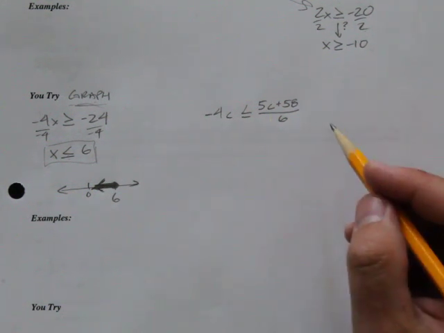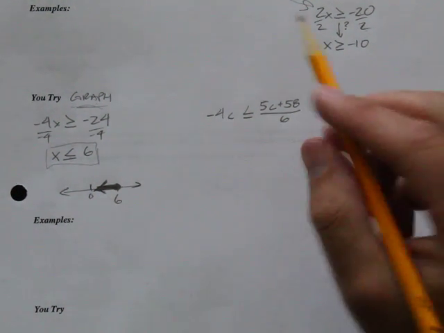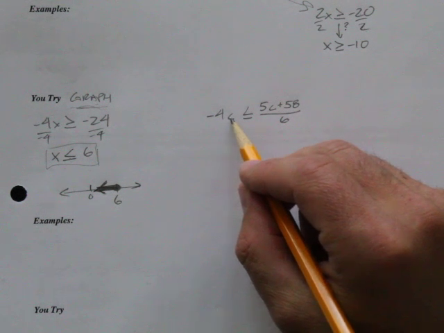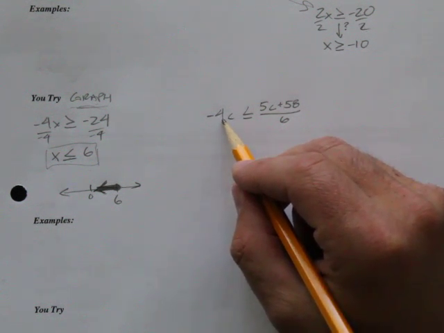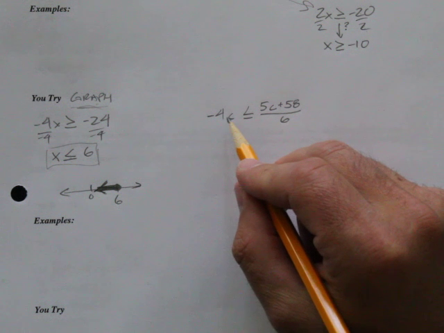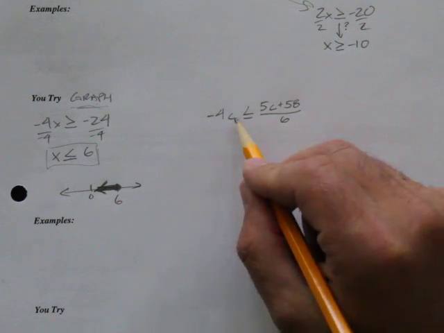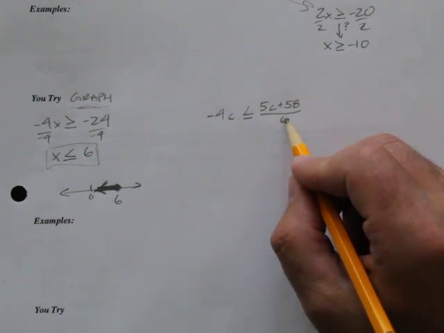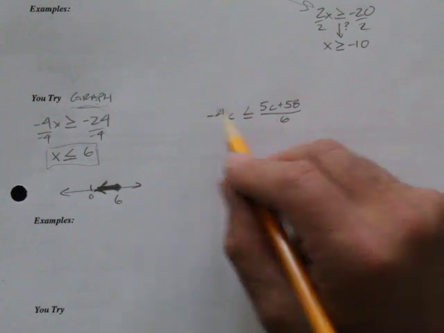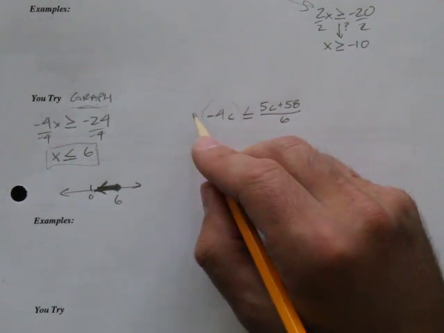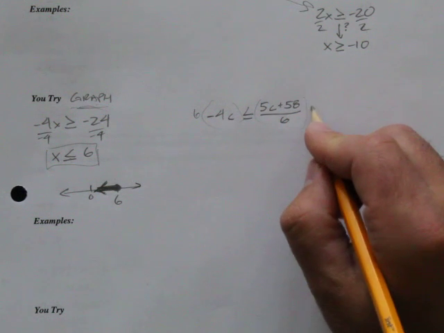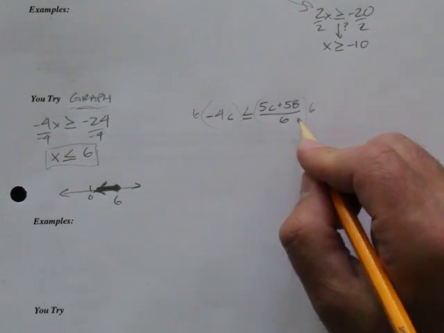Now let's look at this one. This one looks kind of like a mess. Let's see how you did. I want to get c by itself. I'm not going to divide by negative 4 yet. I could, but I don't totally feel like it. I want to get this 6 out of here first. This 6 is bugging me. So what I'm going to do is multiply this by 6, and multiply this by 6. I want to get the 6 out of here.